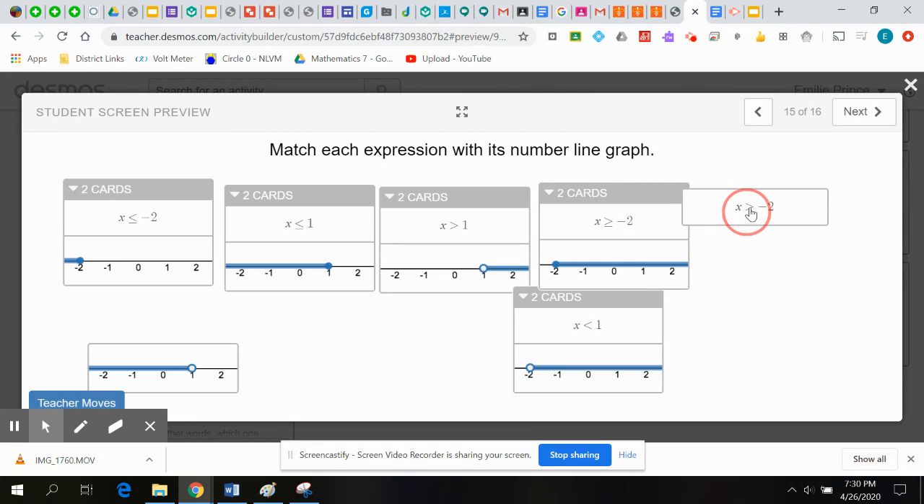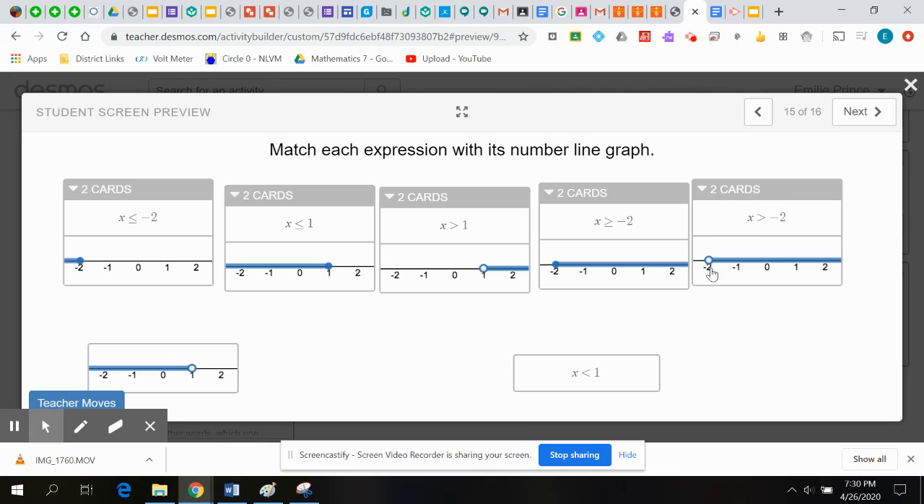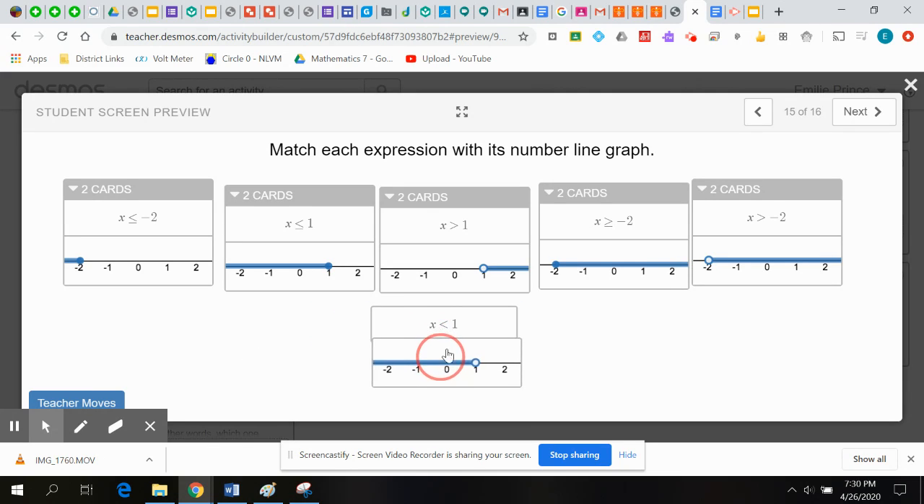X is greater than -2. Well, it says x is greater than -2. Open circle over -2 because -2 is not a solution. X is less than 1, and all of these numbers are less than 1. Open circle over 1 because it is not or equal to. Go back and check your Desmos from a couple weeks ago. I will put the link on this slide, and make sure you let me know if you correct it, and I'll give you credit for it.